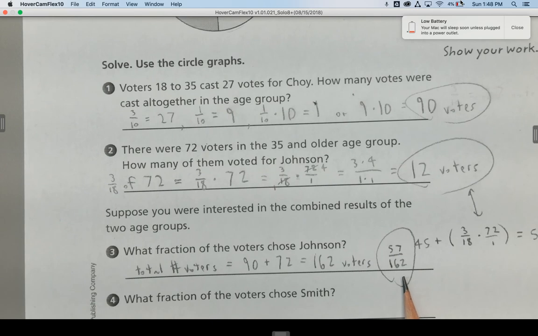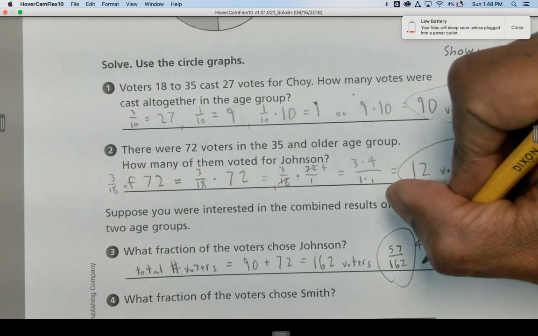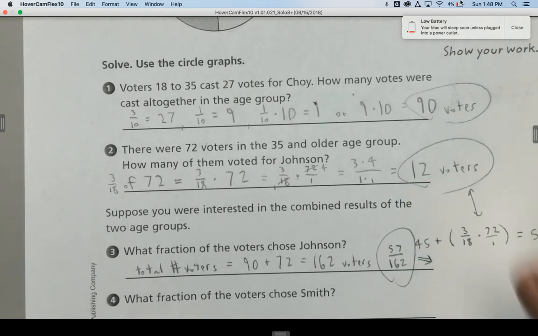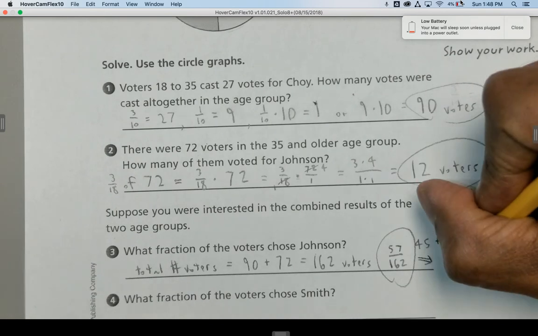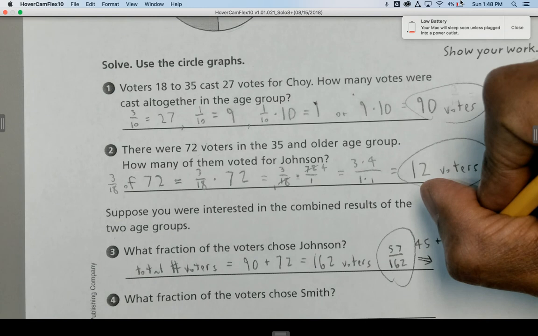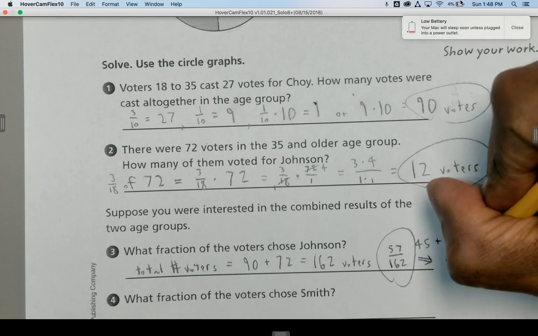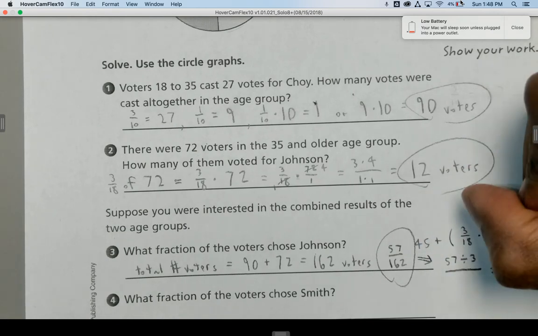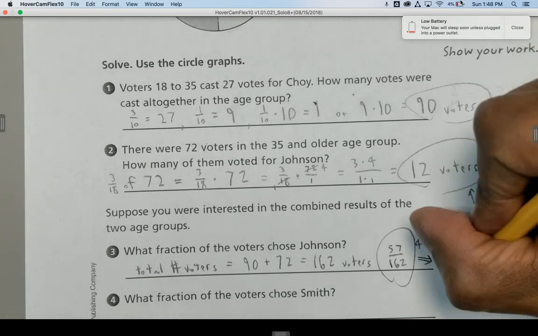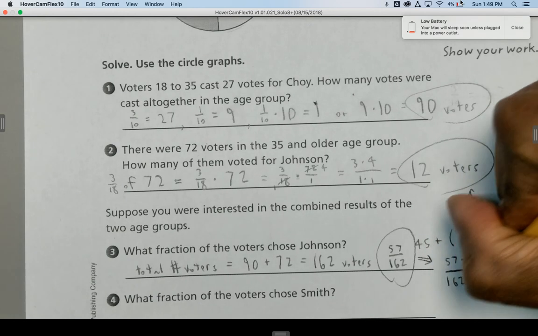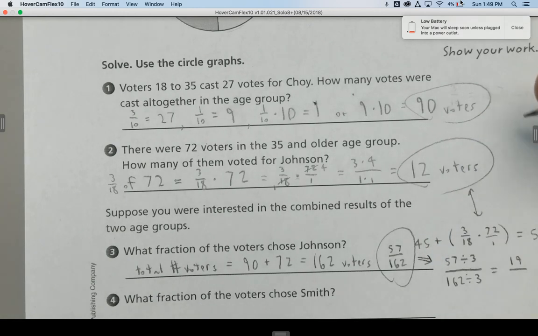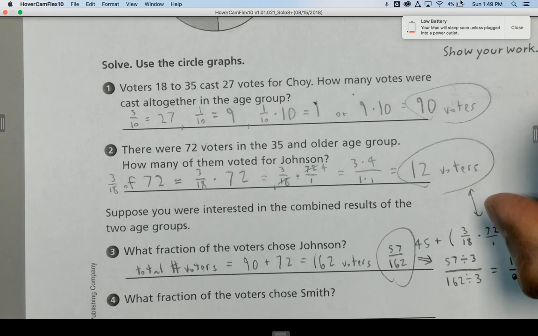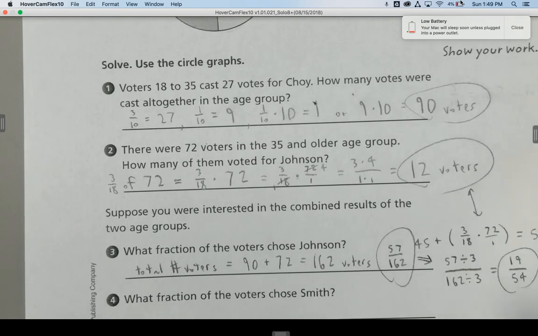Now we can simplify that. The greatest common factor shared by 57 and 162, I believe, is going to be 3. So let's divide the top by 3, and we'll get 19. And let's divide the bottom by 3, and we will get 54. Now, that's our final answer.